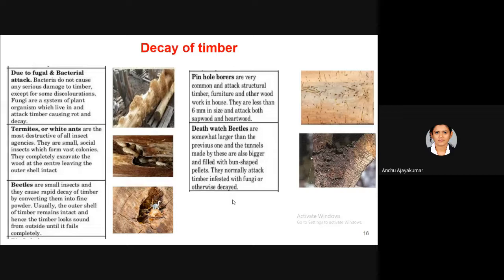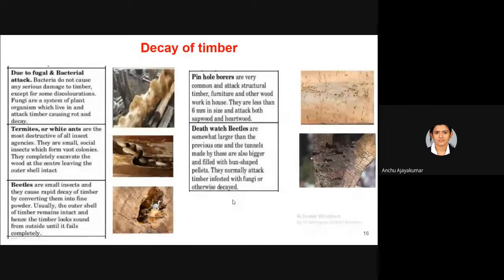And the last one is the death watch beetle, the most dangerous thing that happens to the decay of timber. It is larger than the previous one, and the tunnels made by these are so big. When we watch from outside, we may feel that the tree is getting affected by fire, but it's not actually because of that. It is due to the attack of this insect. So this is the major decay of timber.